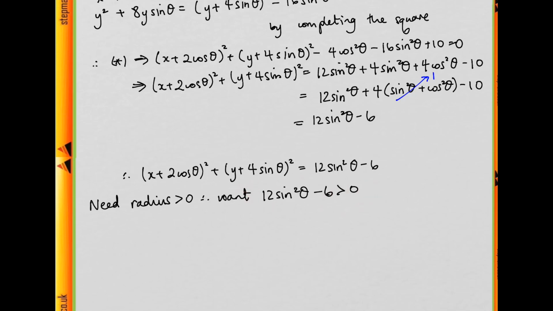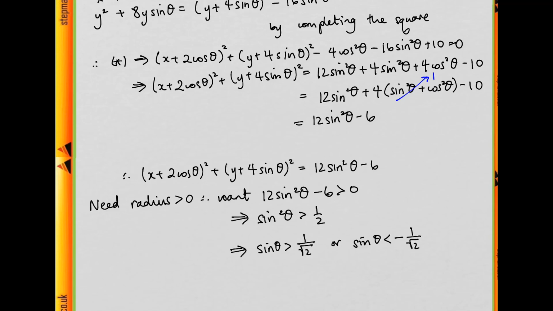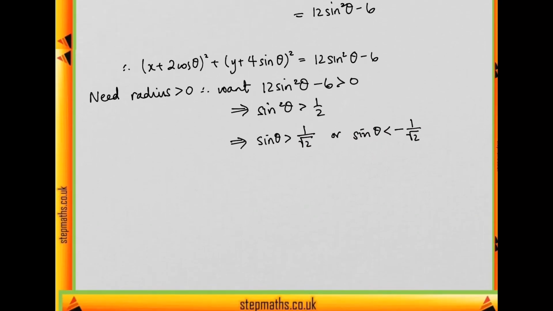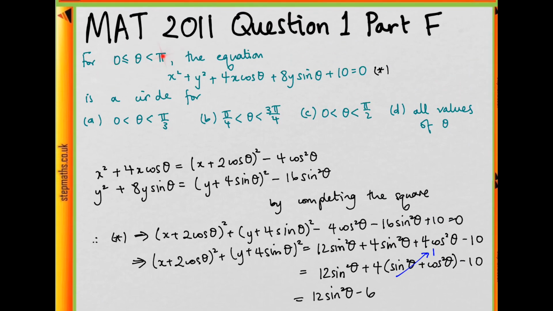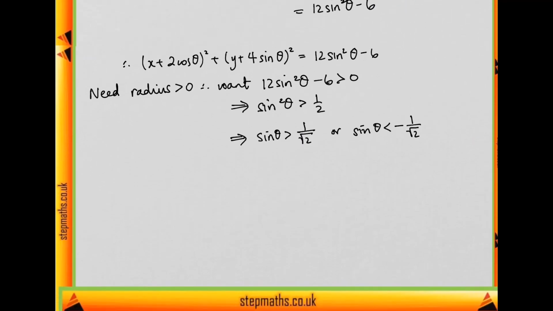So if we try to solve this, we want sine squared theta greater than half. And so if we square root this, taking care with the negatives, then we get that sine theta is either greater than 1 over root 2 or it's less than minus 1 over root 2. And well, remember we only want theta between 0 and pi, so if we look at what sine theta looks like in that region, we see that sine theta is always positive. So we know that the condition we want to satisfy is sine theta to be greater than 1 over root 2.